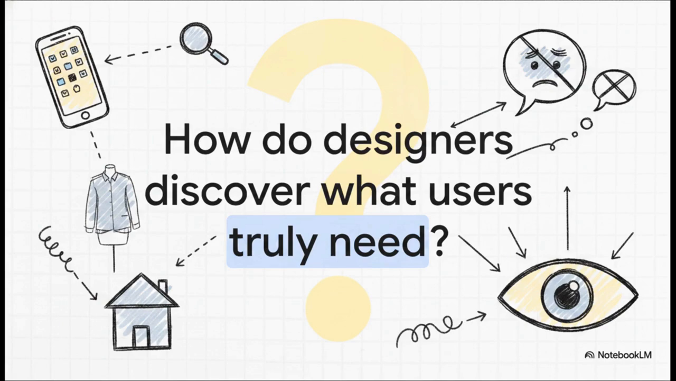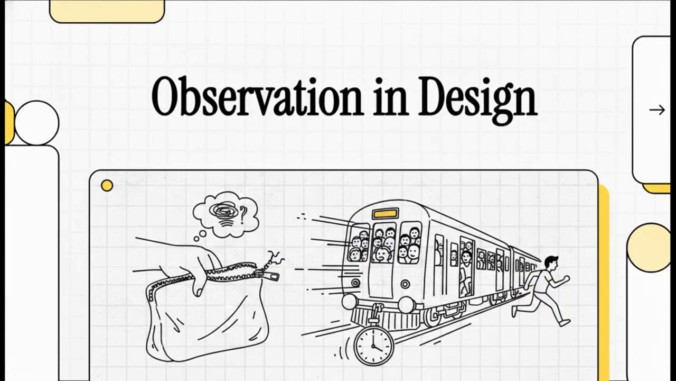A lot of the time, people don't actually say what they need. Sometimes they don't even know. So how do designers discover what users truly need when the users themselves might not have a clue? The answer goes way, way beyond just asking questions. Welcome to This Explainer. So, the absolute ultimate tool in a designer's arsenal is actually incredibly simple.